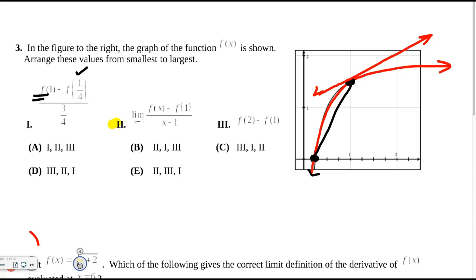So which one's bigger now? Okay, so you can kind of see this. We're talking about slopes. This one is steeper than that one. What is this? It's f of 2, still horizontal. It's very small, right? Because this is here, this is here. It's hardly going up at all. That's way smaller than the other ones. So what did it say? Smallest to largest? It's going to go 3, 2, 1.